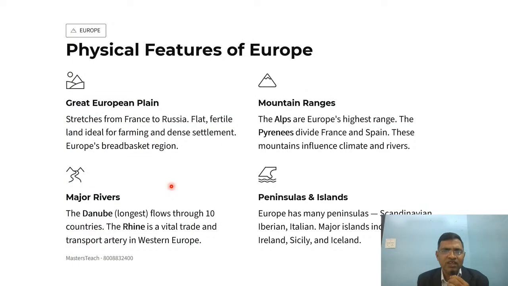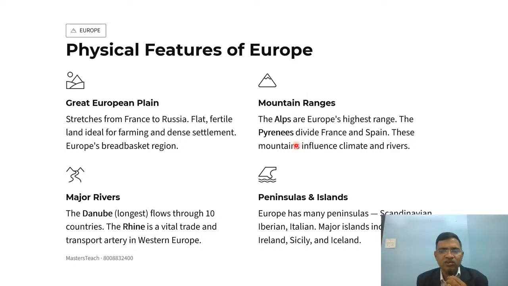What are the physical features of Europe? It has the Great European Plain and good mountain ranges. Major rivers, peninsulas and islands are there. Europe stretches from France to Russia. It is very flat and fertile land, ideal for farming and dense settlement. Europe is called the breadbasket region.